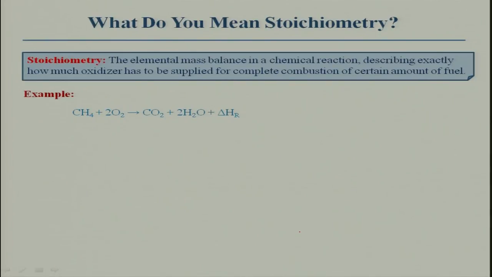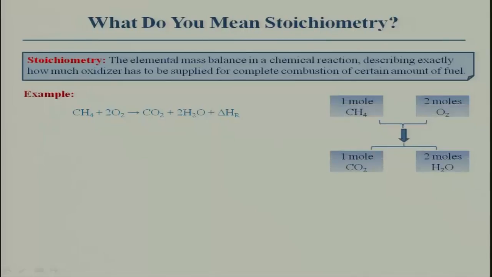Now by this, what you are saying is, is the mole balanced in this reaction? Certainly yes, because in this case the left hand side has 1 mole of methane and 2 moles of oxygen, that means 3 moles, and the right hand side has 1 mole of carbon dioxide and 2 moles of water, that means 3 moles. 3 moles in the left hand side, 3 moles in the right hand side, this is balanced.